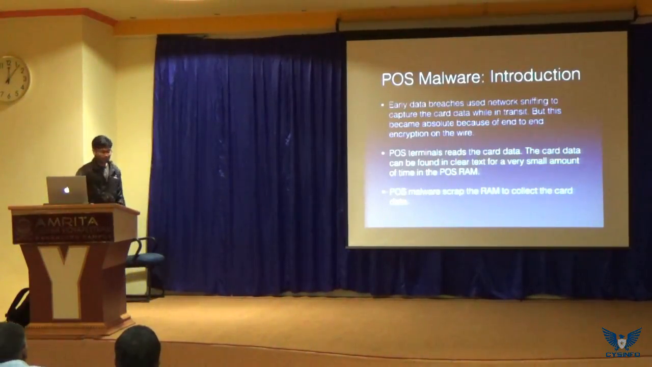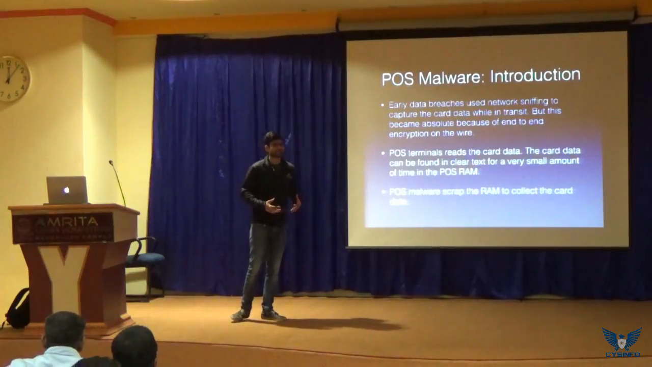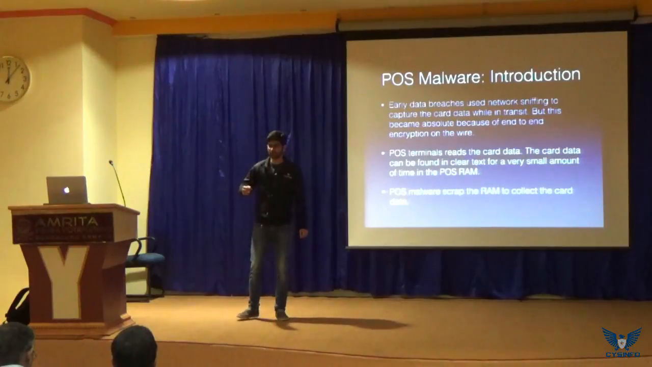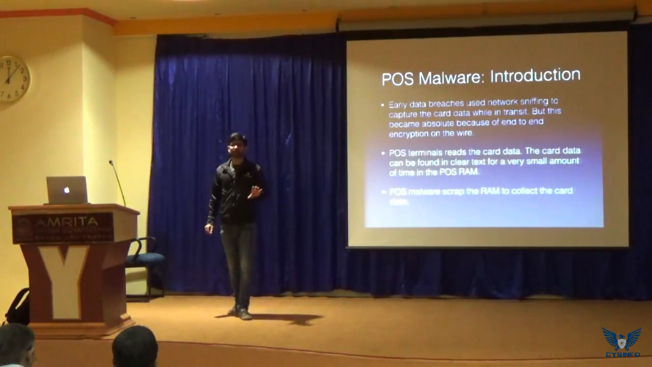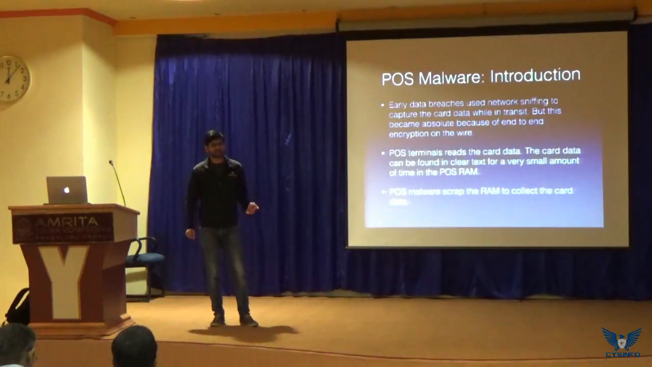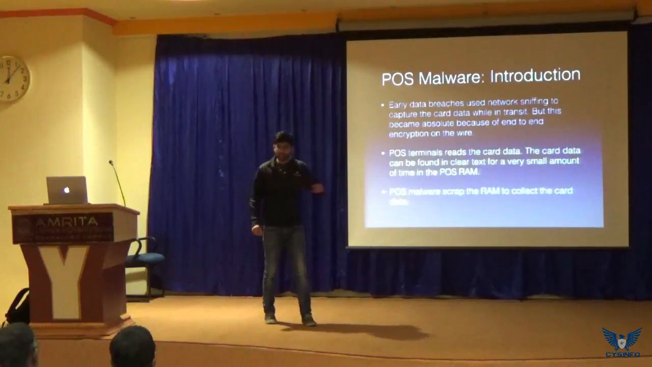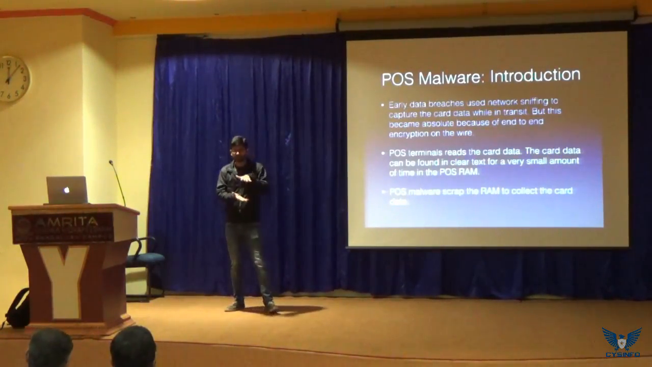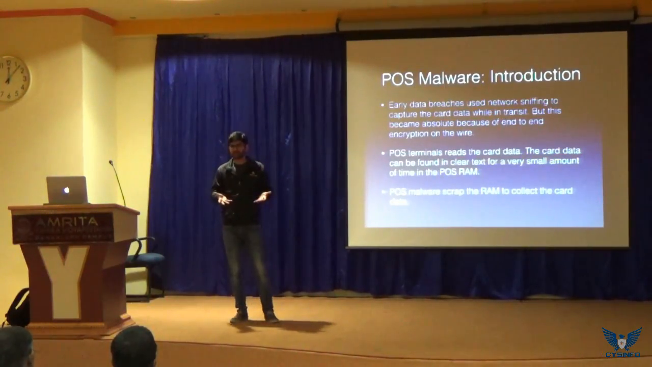All right. So now network sniffing is not working. So what the attackers identified is that for every transaction that we swipe our card, the software needs to store that information in clear text. Now, everything on the network is encrypted, but for a very small amount of time, that information is in the memory of that process or that software in clear text, right?